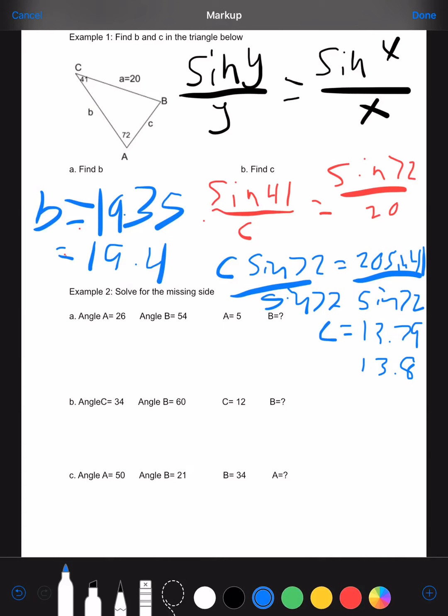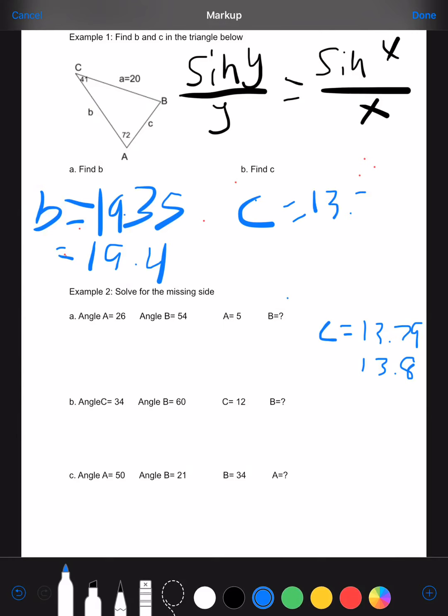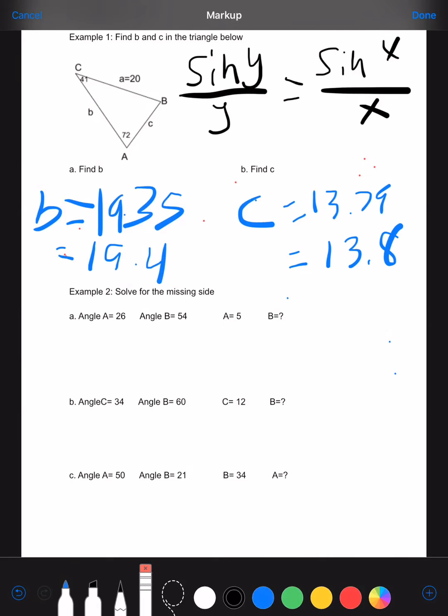Okay. Hopefully you guys get it. Okay. So we're going to go down to our next example. I'm going to erase this stuff because, again, I need room to write. Going to move our answer up here. 13.79 or 13.8. Erase, erase, erase, erase, erase.